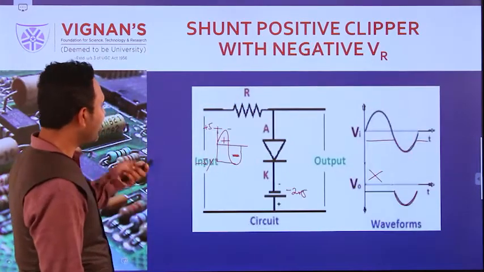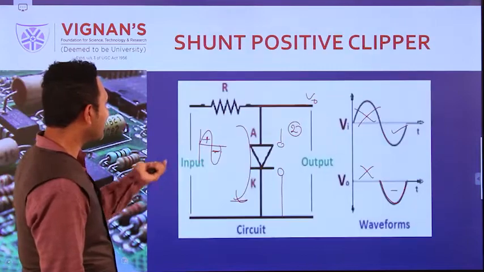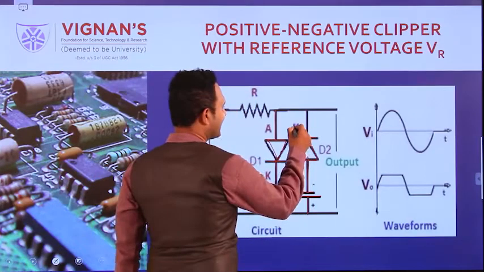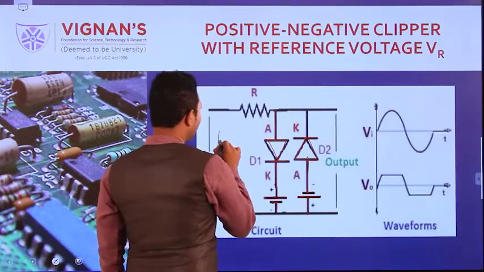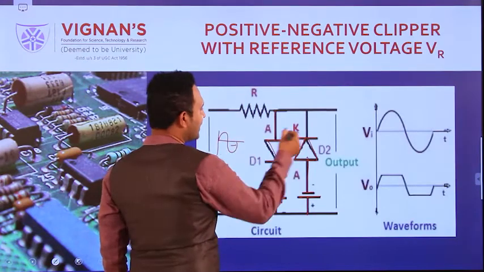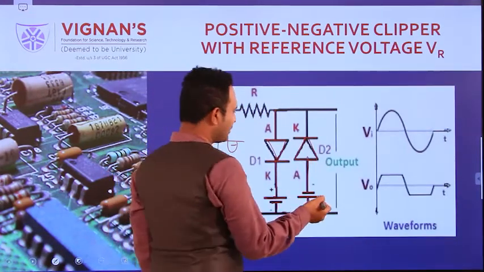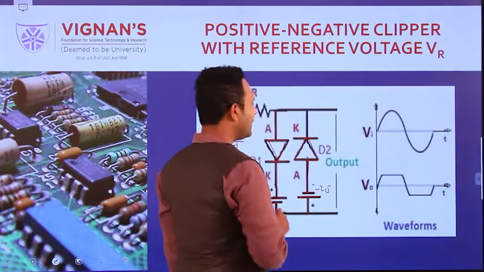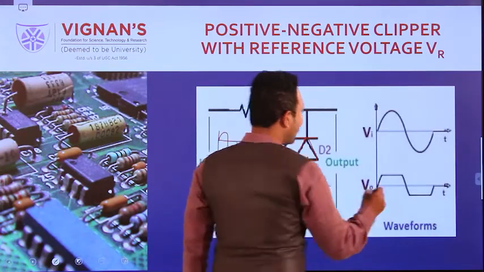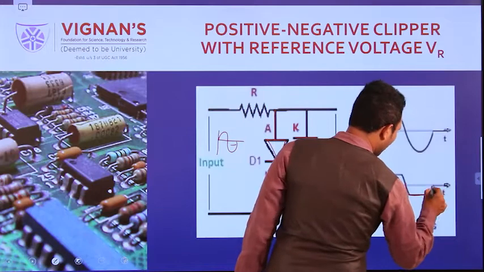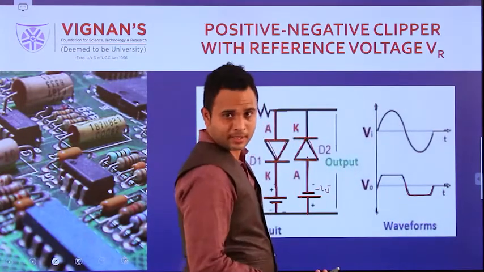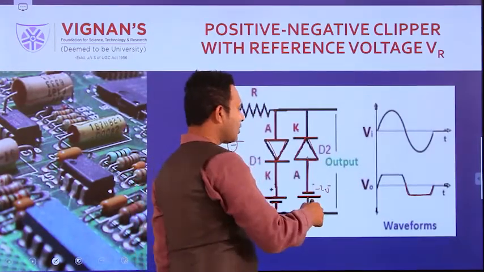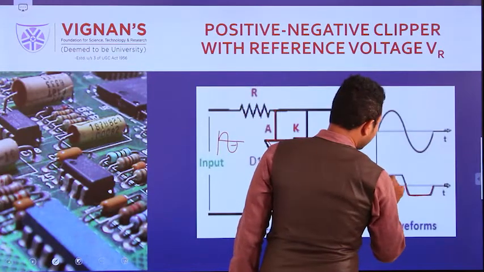Here the diode is connected with its cathode terminal. At the time of the negative peak, diode D2 is in reverse bias up to minus 2.5 volts. Up to this one only we are getting the output. After that it will not come at the output side, it will act as a short circuit. Then we are getting this type of signal.